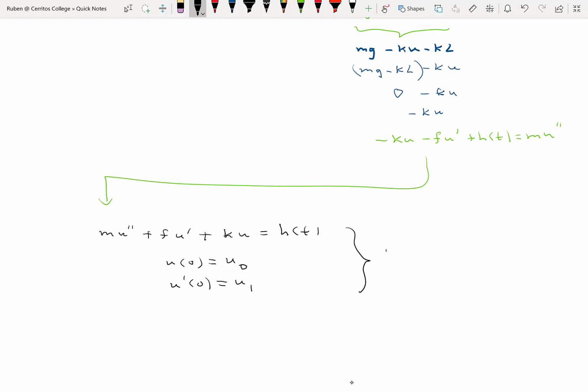Together, we have an initial value problem governing spring motion. This is real world math going on here. This is amazing. Look at how simple this differential equation is. It's such a simple differential equation, okay? And a simple initial value problem.